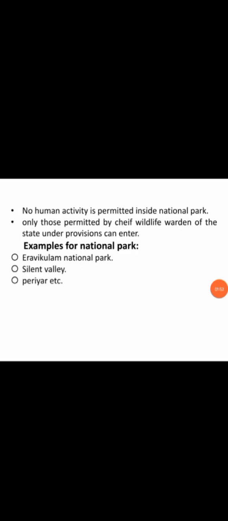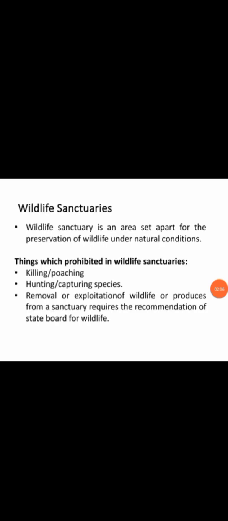National parks are areas set aside for the protection and conservation of outstanding natural flora and fauna. It is for the improvement and better management of wildlife and biodiversity. Hunting, killing, capturing animals, and deprivation of habitat are prohibited in national parks. Grazing of livestock is not allowed. Human activity is not permitted inside a national park. Only those permitted by the Chief Wild Warden of the state under provision can enter. Examples of national parks are Eravikulam National Park, Silent Valley, Periyar, etc.